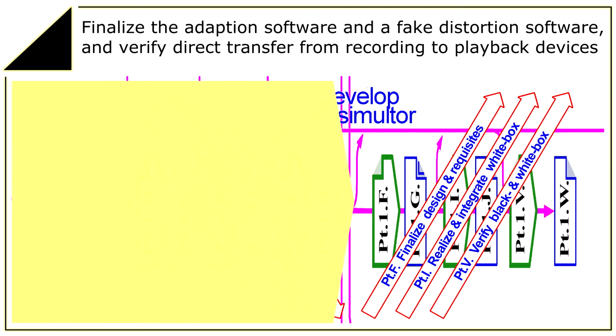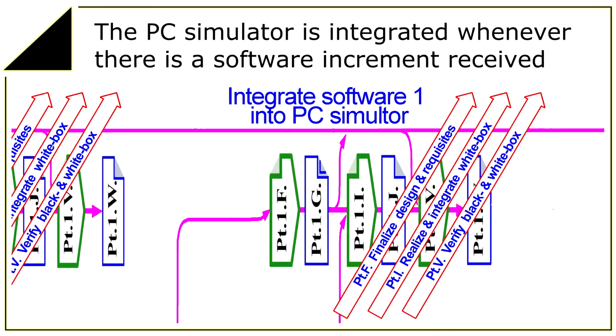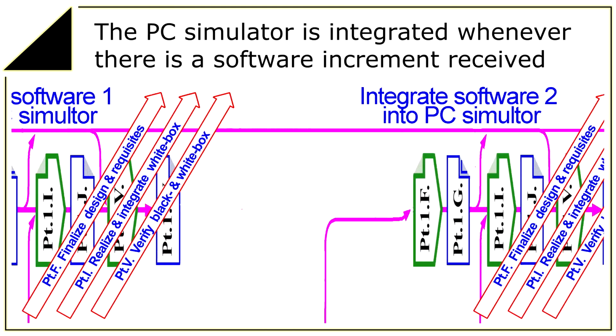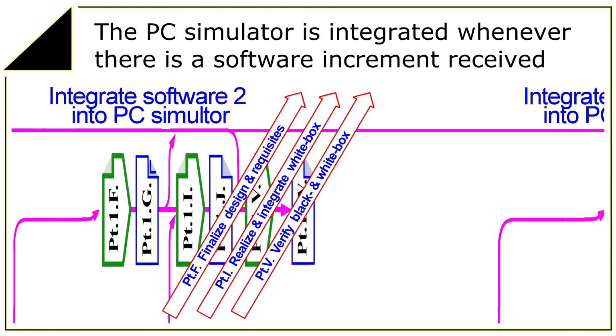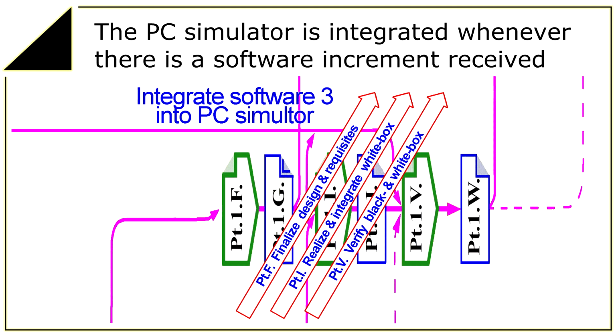The PC Simulator is then integrated by loading developed software to its working memory, and in the figure also an example of a test case is shown, describing how the PC Simulator can be verified. Moving along the PC Simulator nesting level shows how the PC can be used to integrate and verify each increment of the developed software.